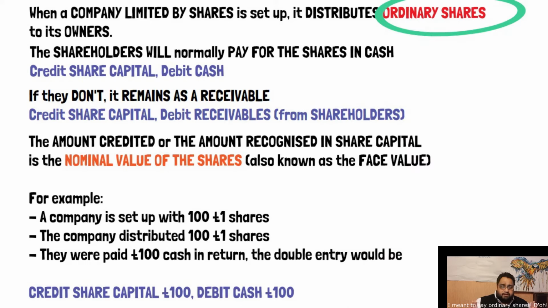But let's refocus ourselves on ordinary dividends. Ordinary dividends are the bread and butter of understanding equity. And so these are the shares that are distributed to shareholders that have voting rights, that have no right to receive a dividend. However, when dividends are paid out, they are normally paid out to the ordinary shareholders once the preference shareholders have their dividends settled. So that share capital, it is the amount of the distributed shares at nominal or face value.